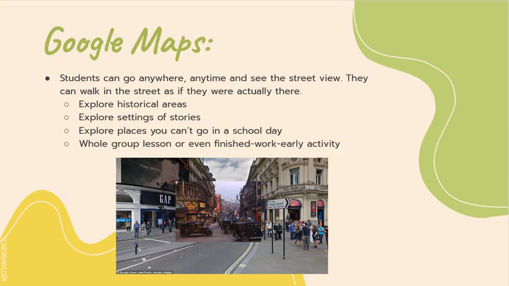You can also use it to explore settings of stories. If there are stories that are based in certain locations, before you read the text, or as you read the text, let the students go on a little virtual field trip there to see it. For example, if you are a fan of Harry Potter, you can go to King's Cross in England on Google Maps and see what it actually looks like there. So that's one way: you can explore places that you can't go to in a school day.